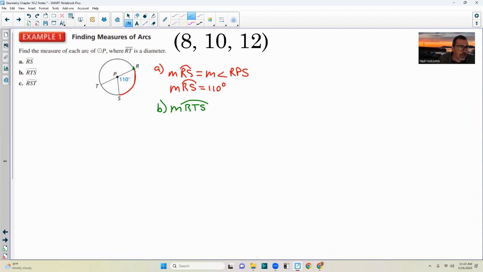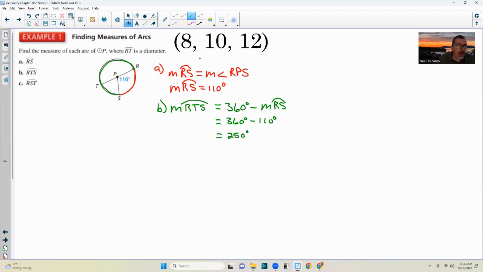So R starts here. We're going around the circle this way through T all the way to S. So I want to know that whole thing, and that's going to equal the whole circle minus the measure of arc RS, the minor arc. So this is going to equal 360 degrees minus that 110 degrees. So the measure of arc RTS is 250 degrees.